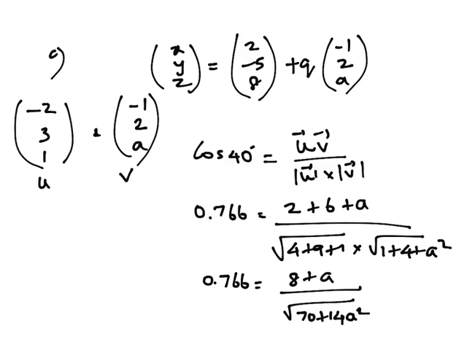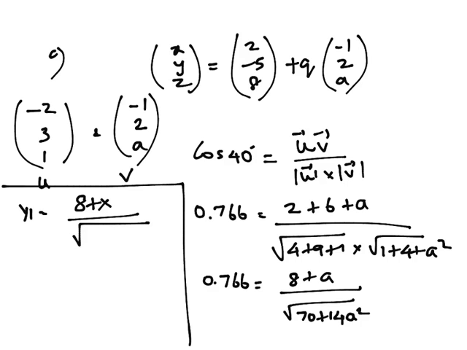Now the natural tendency for you is to simplify it further, square both sides, get a quadratic equation, and then solve it, isn't it? But there is an easier way to solve this, students. What you need to do is take your calculator and go to graph, and then type y1 equal to (8 plus x) upon the square root of 70 plus 14x squared.